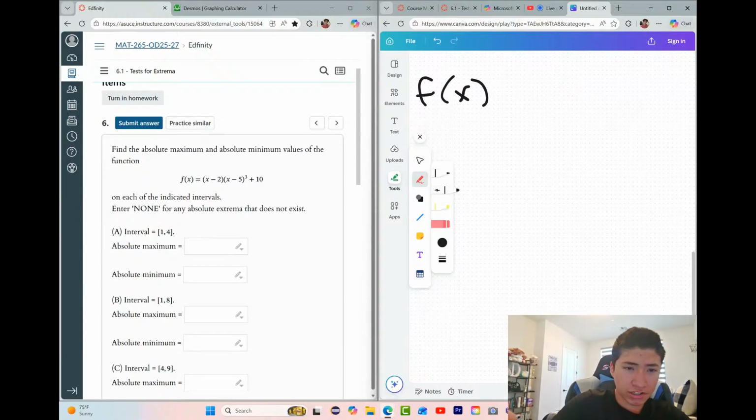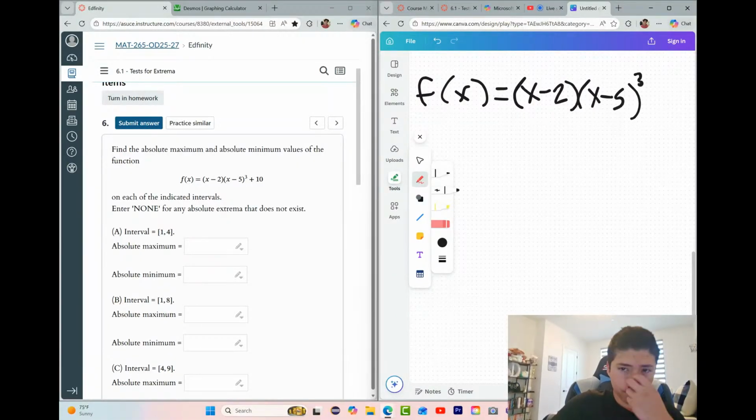So we have f of x equals x minus 2 times x minus 5 cubed plus 10.